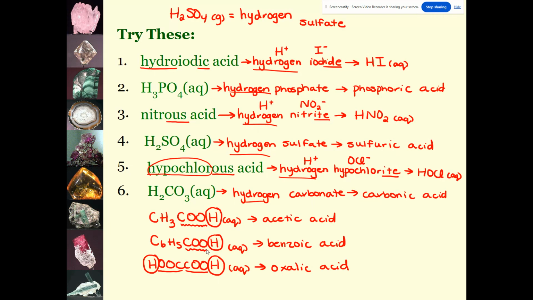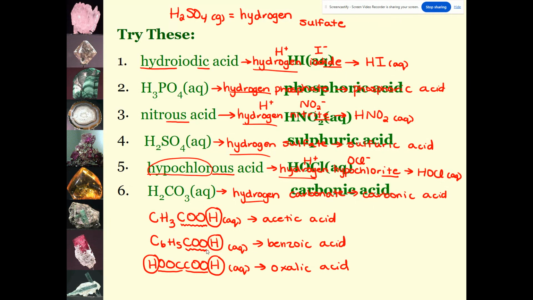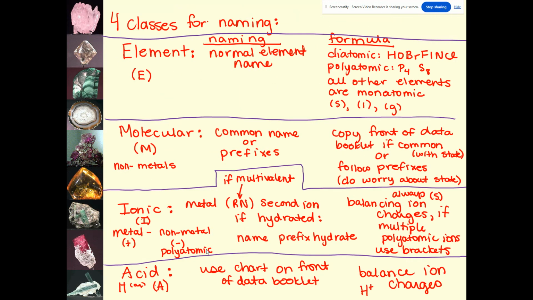Okay? Now, before we finish, there's a quick summary of everything we've done so far. So remember, when you're naming things, you have to first figure out what class, what type of substance do I have? Is it an element? Okay? If it's an element, remember you use the name the same as whatever is written on the periodic table, even if it's diatomic or polyatomic, you do not change it. Remember these diatomic ones? Haber-Finkel is the saying we use to remember the diatomic elements. This is their formula when they're by themselves. Okay? All the other elements are monatomic.